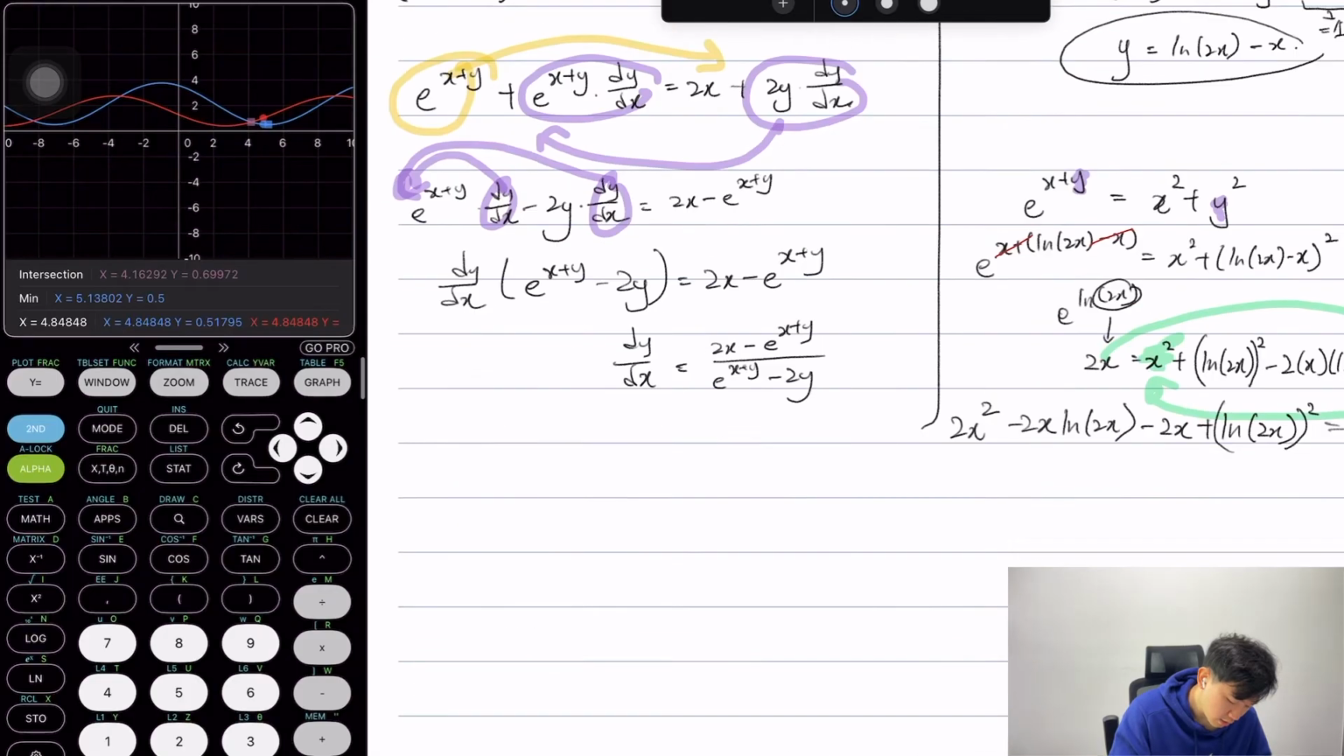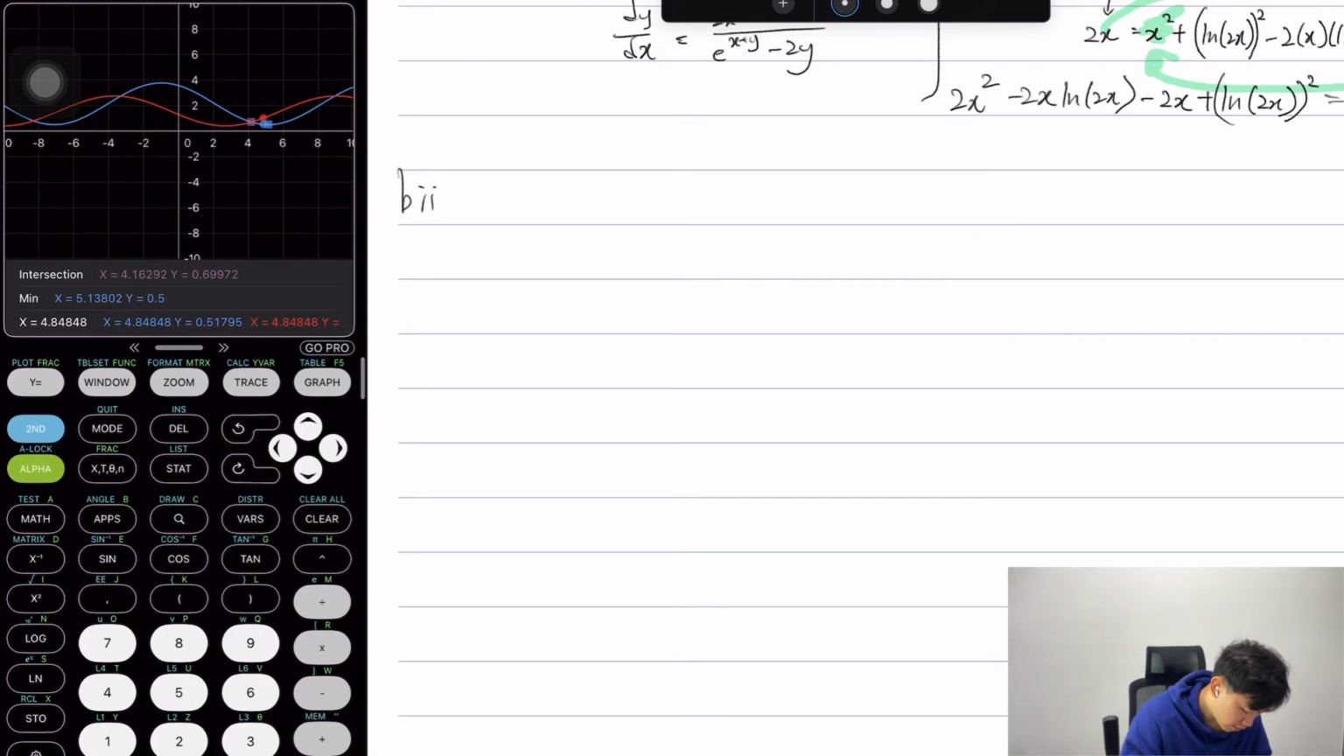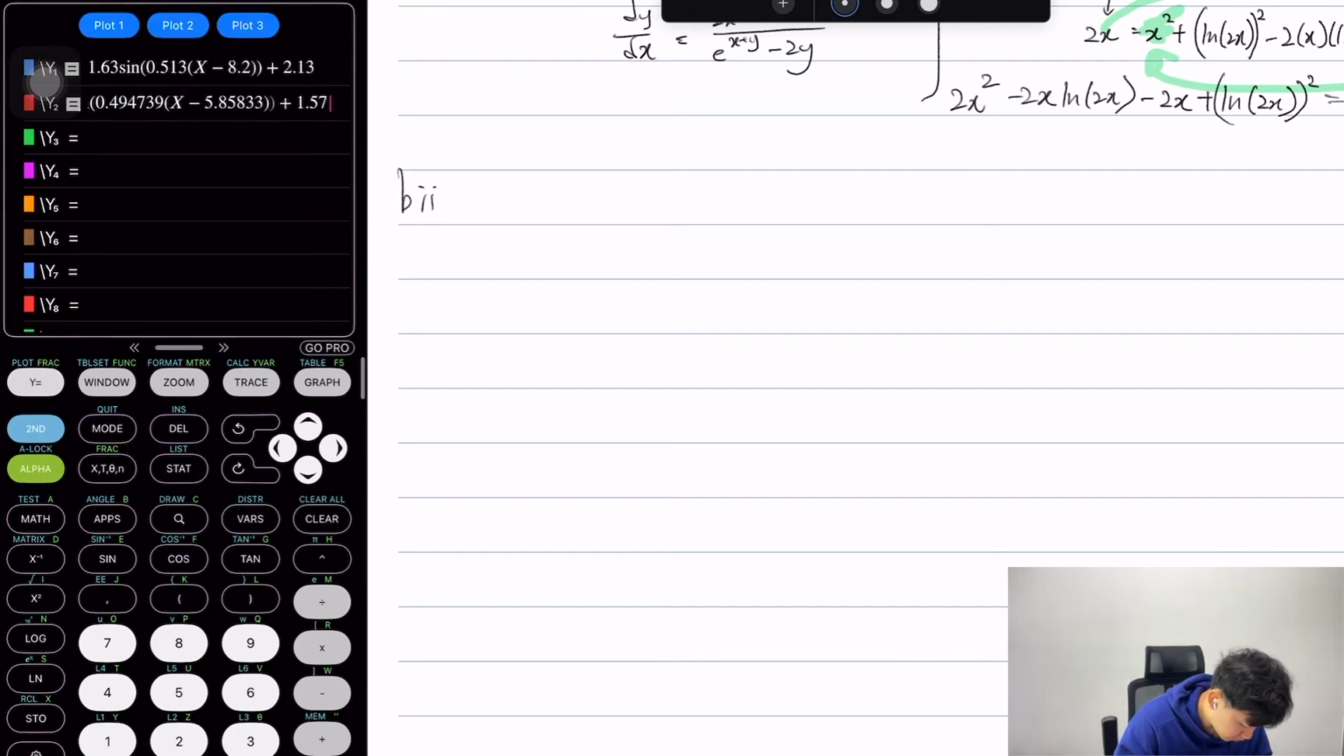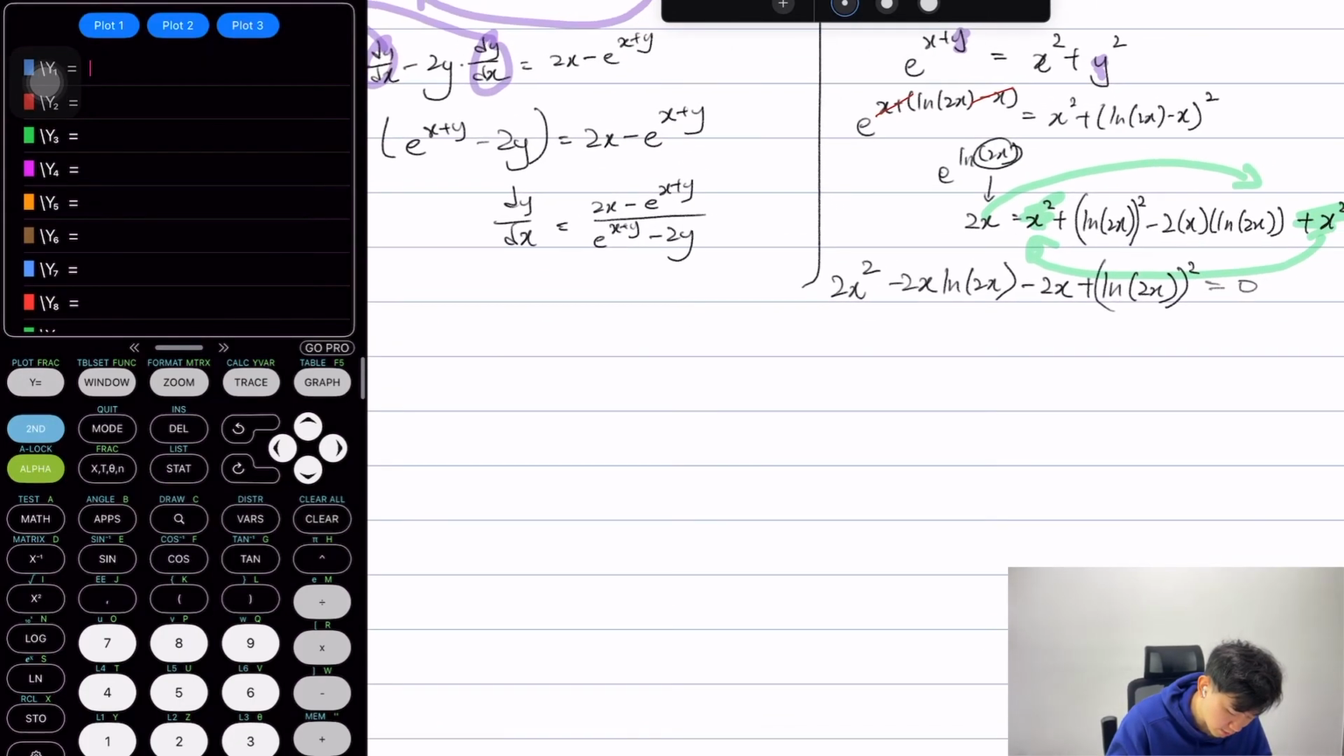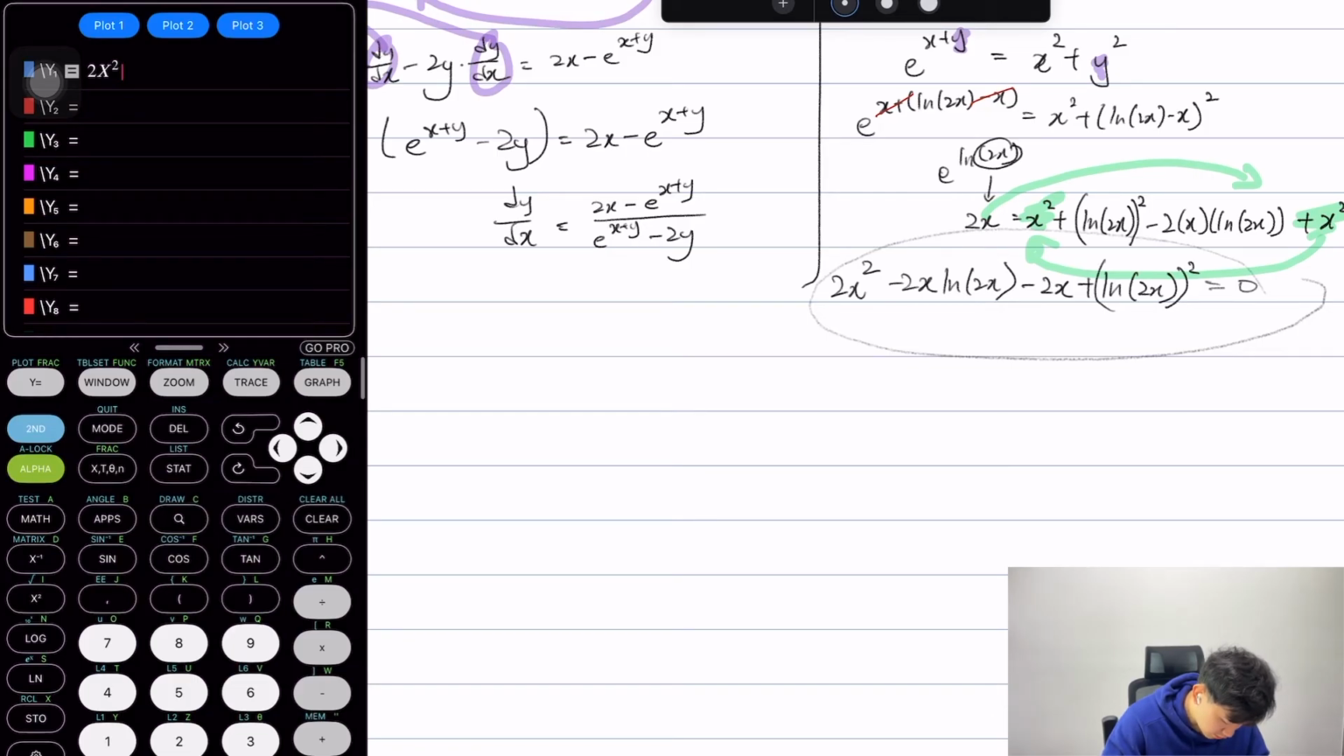So part B2. Again, we go to the graph. We clear everything and input this into it: 2 alpha x squared, minus 2 alpha x natural log of 2 alpha x, minus 2 alpha x, and then plus bracket natural log of 2 alpha x, close bracket, squared. And then let's see the graph.